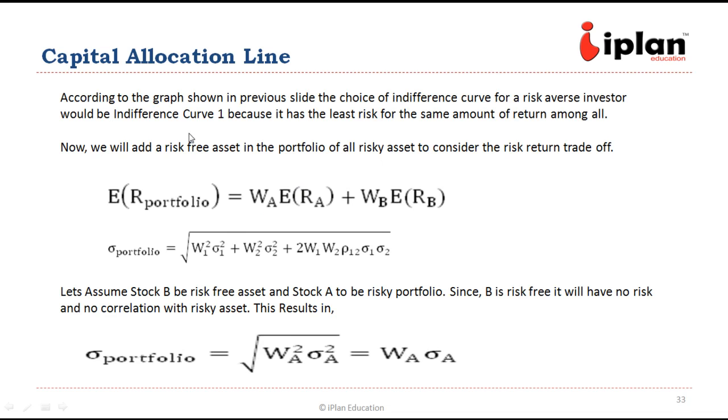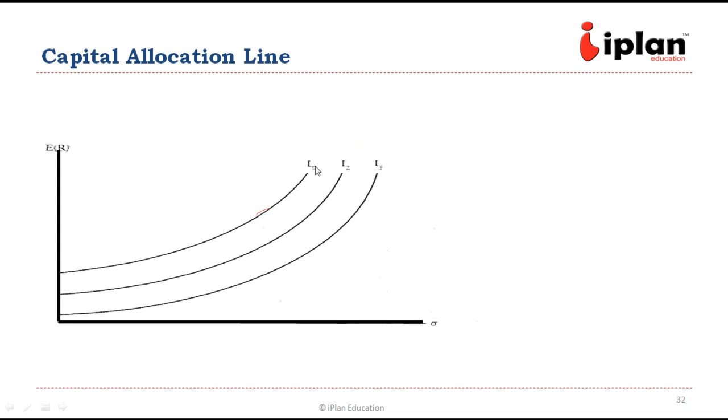The graph shows that the individual investor will choose indifference curve 1 because it has the least risk for the same amount of return. Let us look at the graph once again. This is indifference curve 1, this is 2. For the same amount of return, the risk is least in I1, more in I2 and highest in I3. So indifference curve I1 will be selected by the investor.